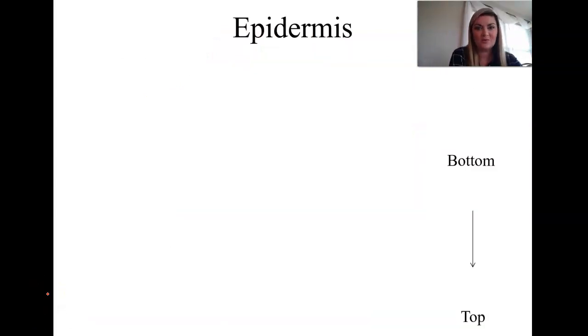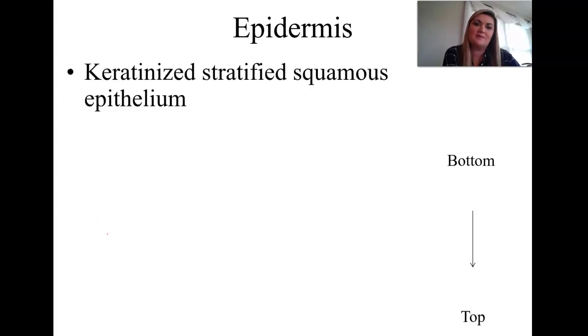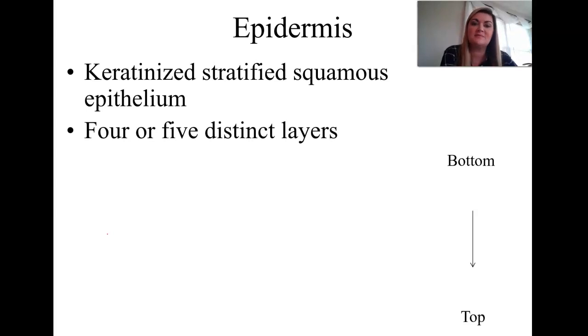Okay, going into the epidermis, this is going to be made up, like we said, of keratinized stratified squamous epithelium. So this is going to be the outer skin or the outside skin. You know this because it's dry. How do I know it's dry? Because I see keratinized. This is going to be made up of 4 or 5 distinct layers.